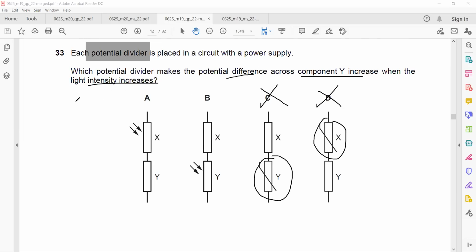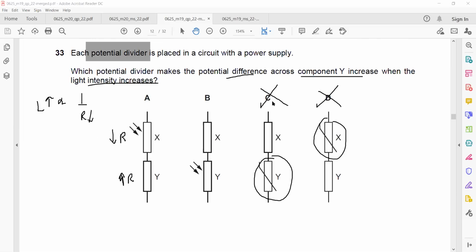Now, what happened? Yesterday we discussed for LDR, what happened when the light intensity increases? When there is more light, the resistance will decrease. It is inversely proportional. And we want, so what happened if there is more light intensity, then the resistance will decrease. So here the resistance decreases, in comparison, this component will have more resistance. So where will the voltage be higher, at X or at Y?